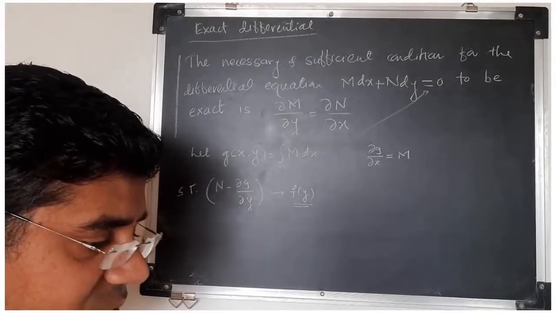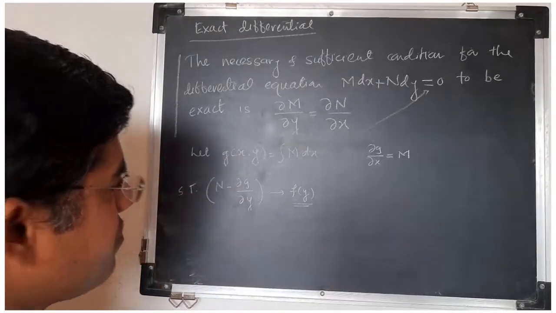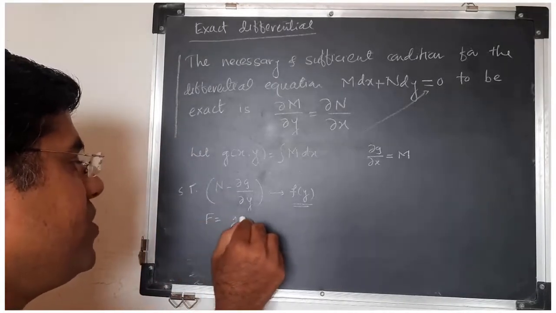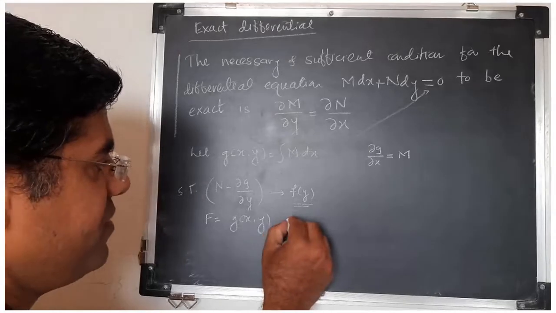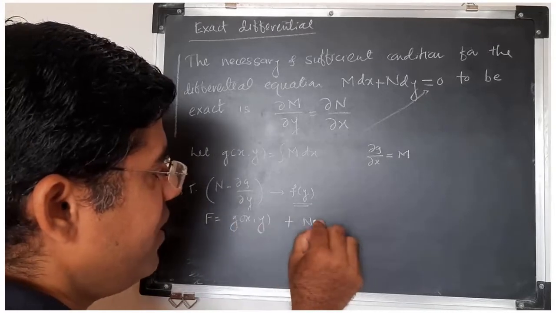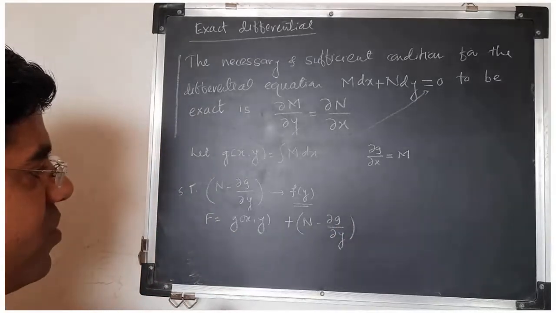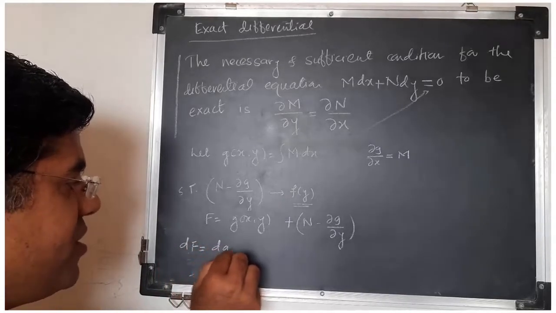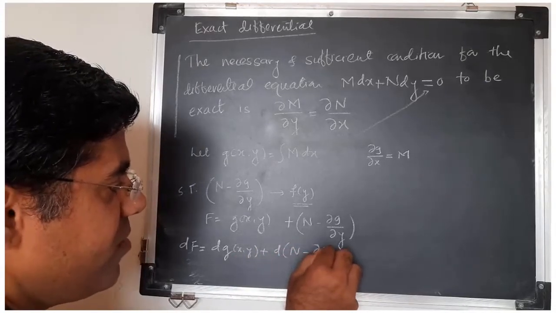Okay. Then what can we write for this one? Suppose f is a function of g of x, y, and N is free from y, so N minus ∂g/∂y. Suppose we take the total derivative of the f function, so df is nothing but dg of x, y plus d of N minus ∂g/∂y.